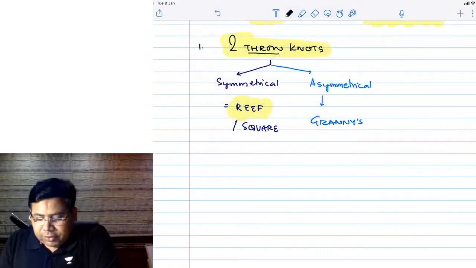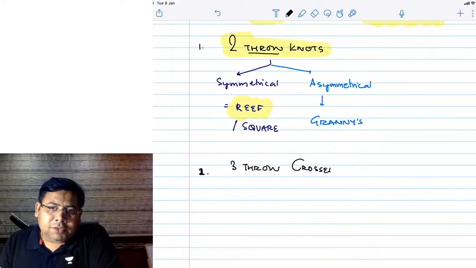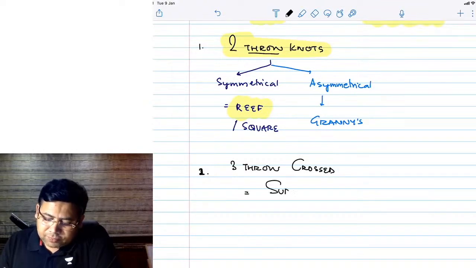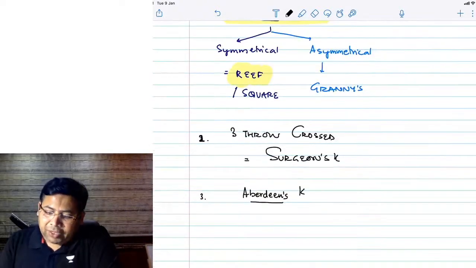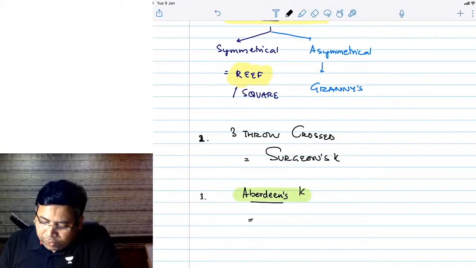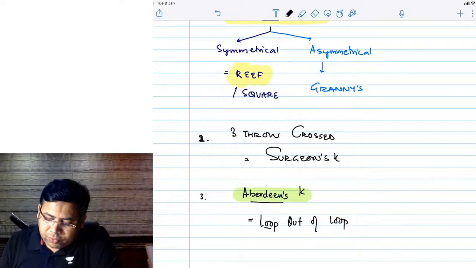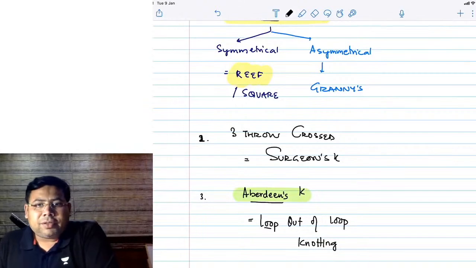Then we have a 3 throw knot. When we talk about a 3 throw crossed knot, this is what is known as a surgeon's knot. And then the next is Aberdeen's knot. What is Aberdeen's knot? Can anyone tell me? It is loop out of loop knotting. So loop out of loop knotting is what is known as an Aberdeen's knot.